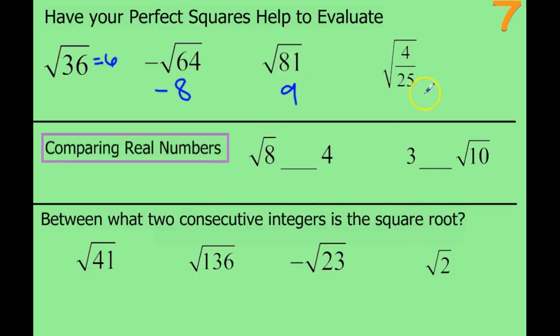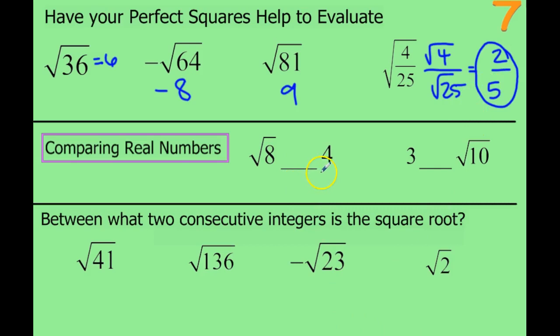And then this last one, the fraction. Anytime you have a square root under a fraction, you can split it up into two square roots. So the square root of 4, what times what gives you 4? Well, 2 times 2 is 4, and 5 times 5 is 25, so our answer is 2/5.